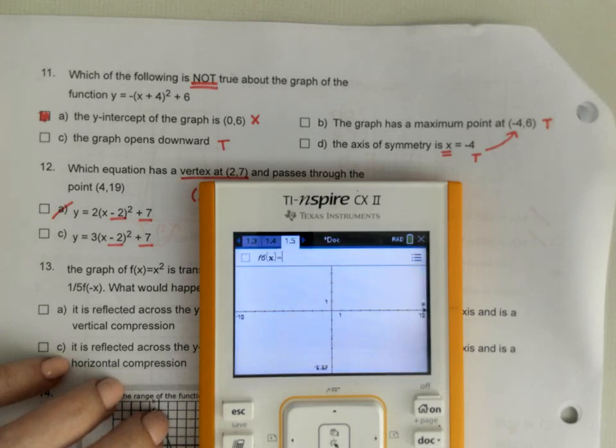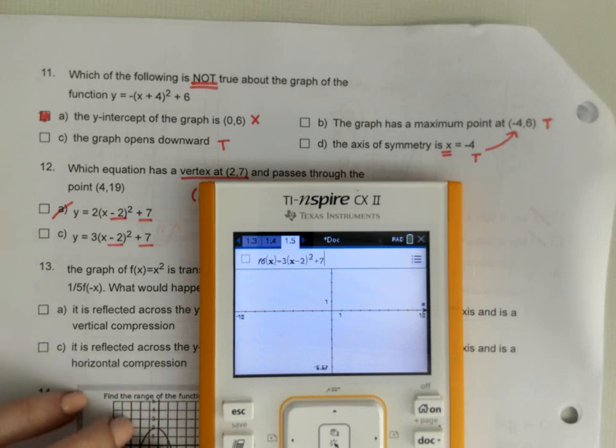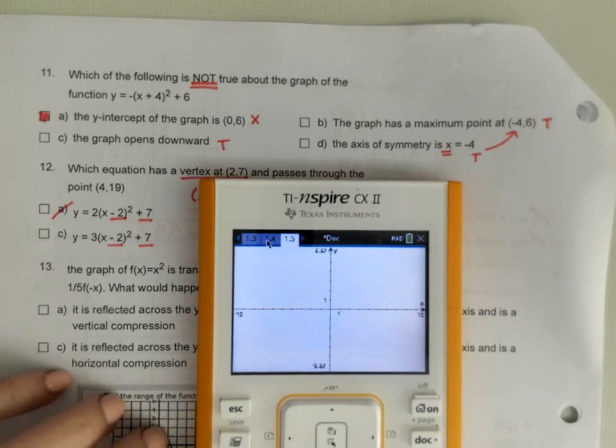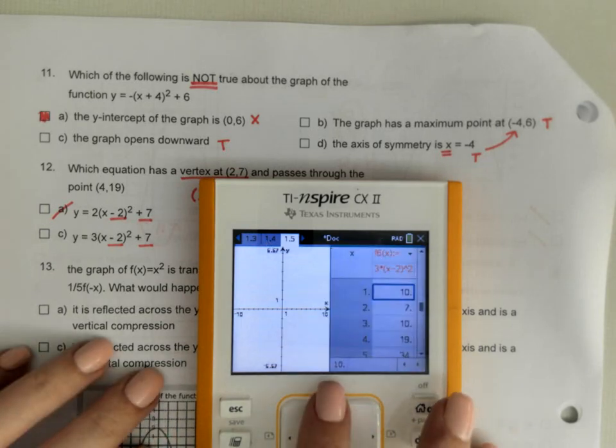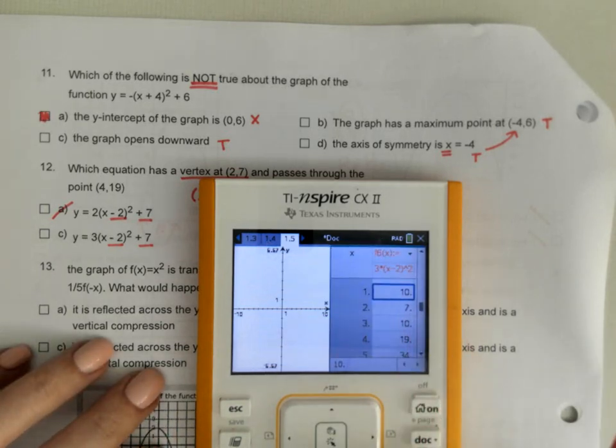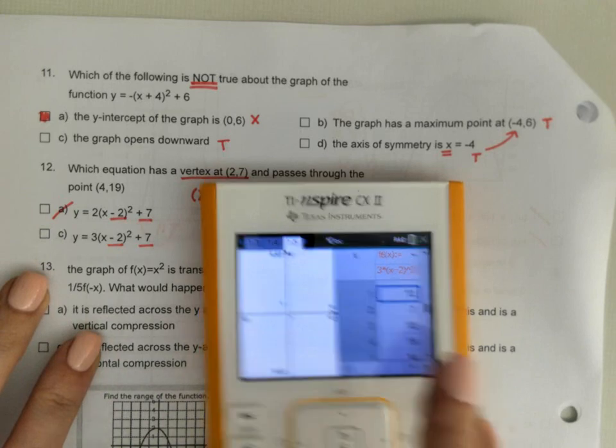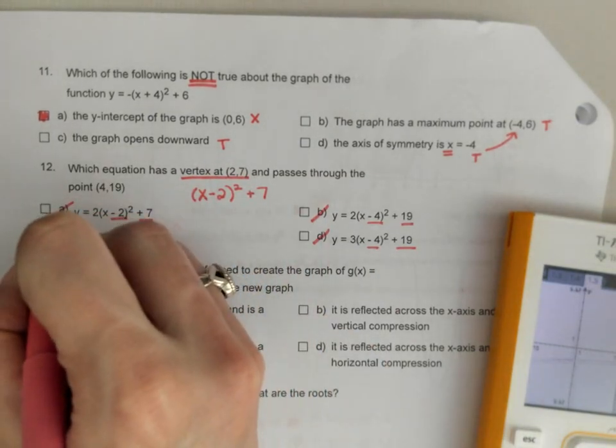Menu 3, 1, 3 parentheses, x minus 2, close parentheses, squared, plus 7. Control T. So there's the middle of the rainbow, 2, 7, and it does go through the point 4, 19. So this is your answer.